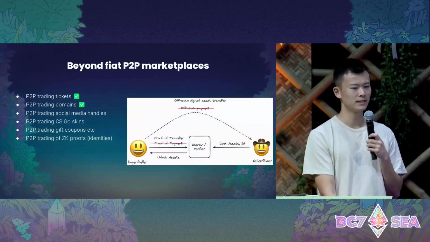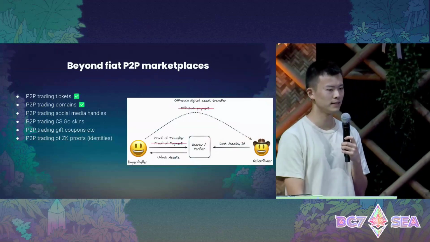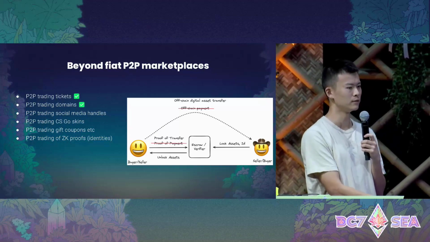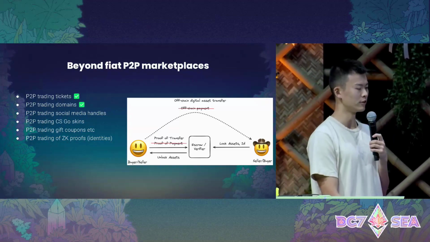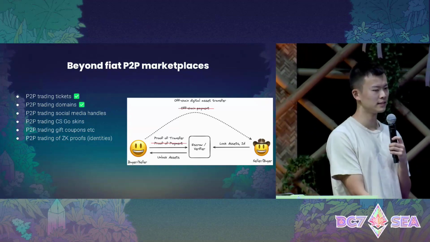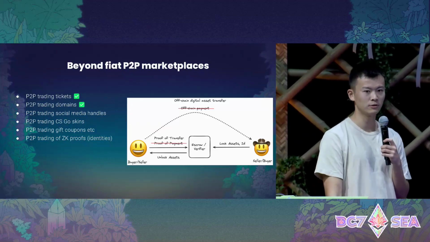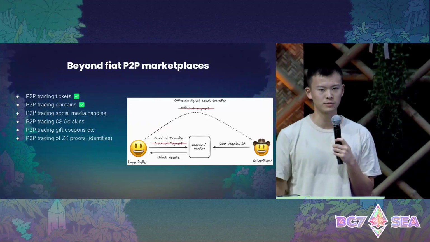This construction extends beyond fiat. Simply replace the off-chain payment with a digital asset transfer and a proof of payment with a proof of asset transfer. Now you can do P2P trading tickets, trading domains, trade social media handles, CSGO skins, gift cards, and much more.